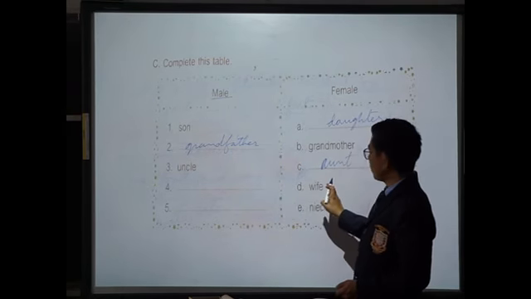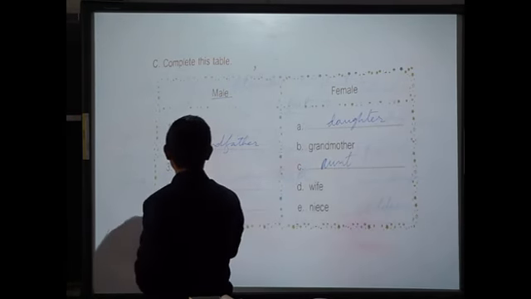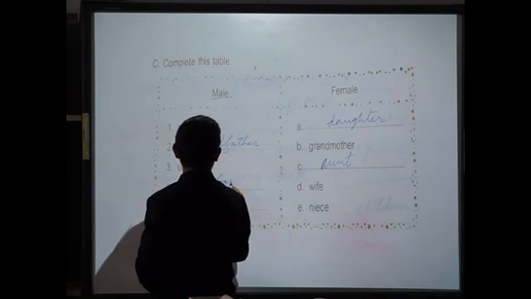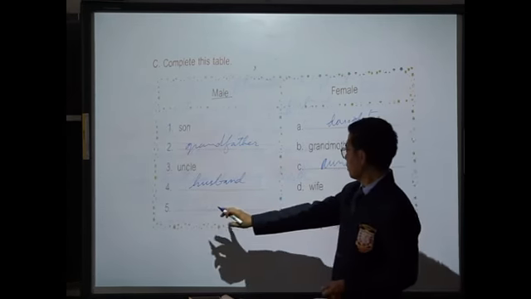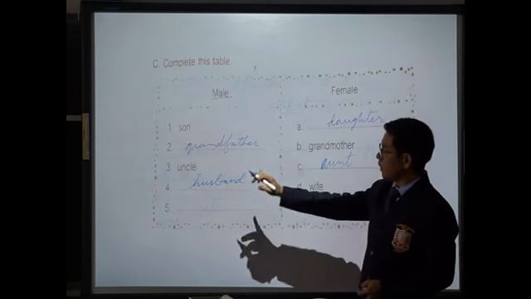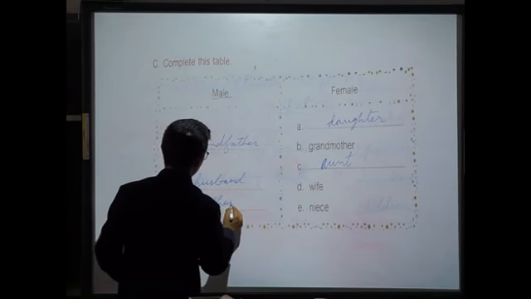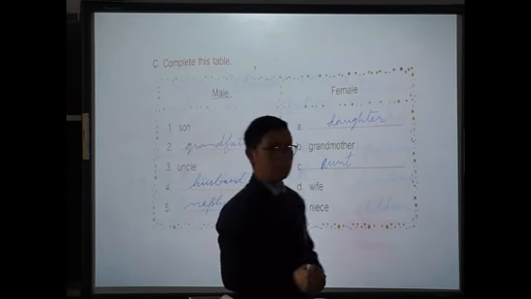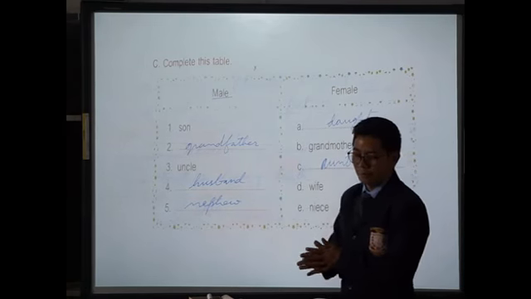So move on to four. In the female, wife is given there. So what is the male? Husband. Isn't it? Husband. Move on to five. Female is given niece. What will be the male? Nephew. So this is how we make male and female nouns. We distinguish male and female nouns.